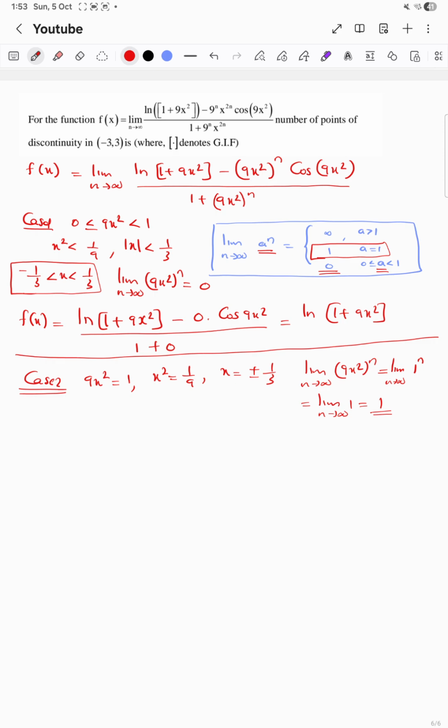And also in 1 raised to infinity form, this 1 should be obtained after applying the limit. Here we got 1 even before applying the limit. So this is not 1 raised to infinity form. Okay. So I hope it's clear.